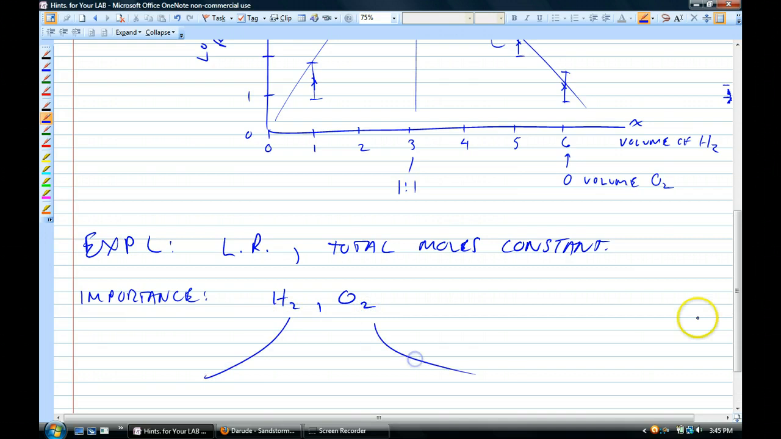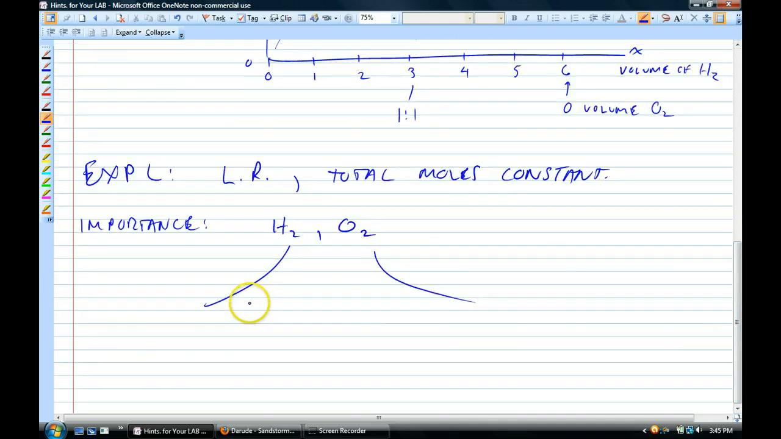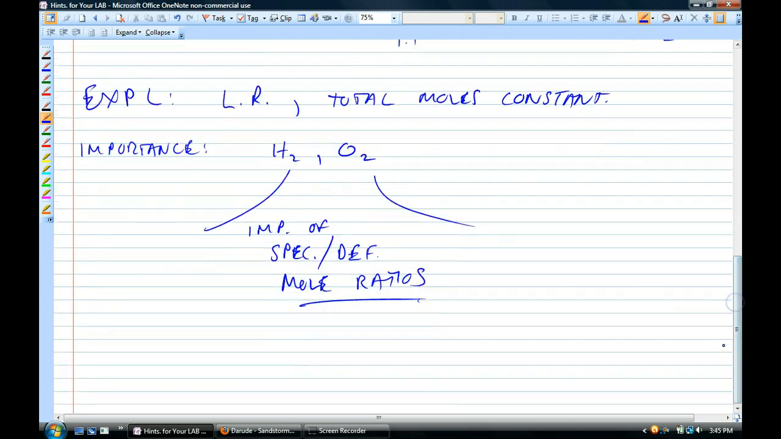So let's broaden this out and talk about the importance of specific or definite mole ratios in chemical reactions. All right, and that'll make it easier for you to expand, to make that important for everyday life or in a more real world or general application.